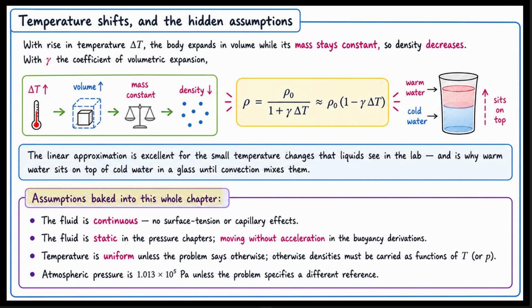Several assumptions are baked silently into this whole chapter, and they deserve to be made explicit. The fluid is treated as a continuous medium, so surface tension and capillary effects are off the table. The fluid is static in the pressure chapters and moving without acceleration in the buoyancy derivations. Temperature is assumed uniform unless the problem says otherwise. If it is not uniform, density has to be carried as a function of position. And atmospheric pressure is 1.013 times 10 to the 5 pascals, unless a problem specifies a different reference.